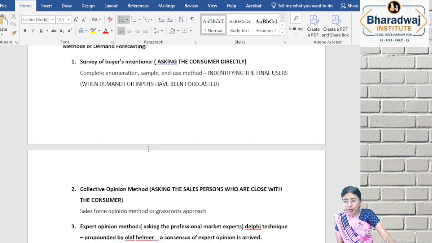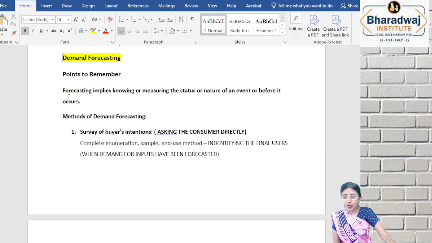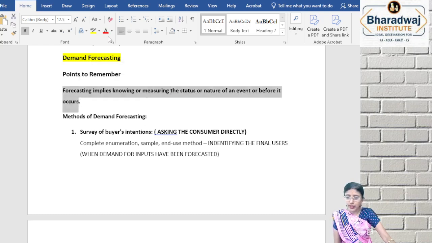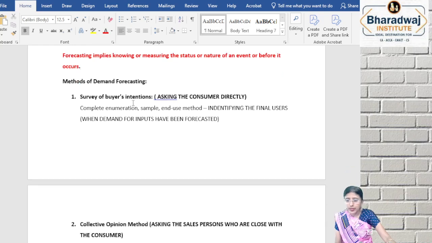Now go to demand forecasting. Very rarely they are asking, but since you are here, I'll just tell you, we are towards the end of this chapter, don't worry. Methods of demand forecasting. First of all, forecasting means estimating something which is going to happen in the future, and demand forecasting is estimating the demand in the future, right? Now, what are the methods? At times they ask you what the methods are.